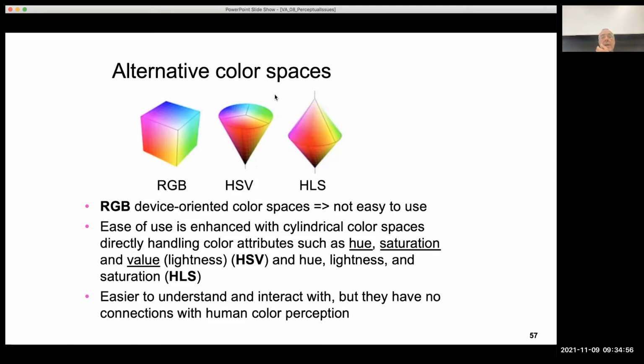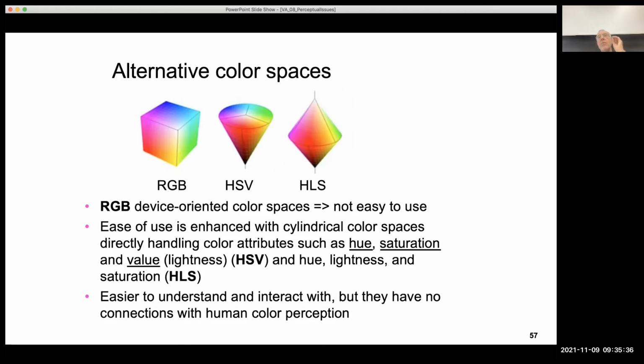While you can expect, if you are in a blue zone and you decrease the saturation, what happens. You're moving in this direction towards the white. If you change the composition of a stimulus, decreasing the green, the result is totally unexpected. And also other similar ones in the spirit. Here we have hue, lightness, and saturation, the same thing. But again, while they are easier to understand and interact with, they still have no connection with the color perception.